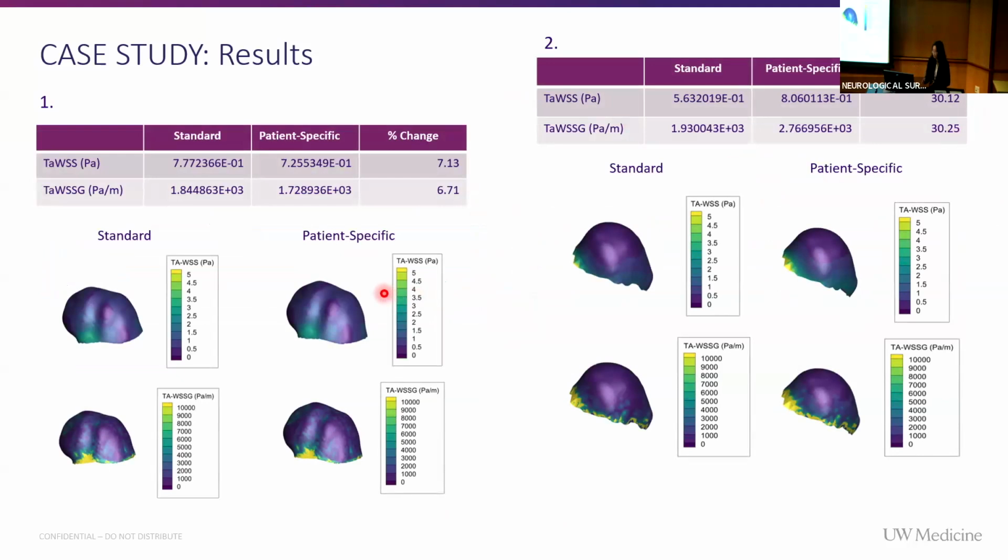These results are also visualized here on these heat maps of the aneurysm dome. So that is the balloon part of the aneurysm. The areas where the colors are slightly different show places where there are differences in time averaged wall shear stress and time averaged wall shear stress gradient.